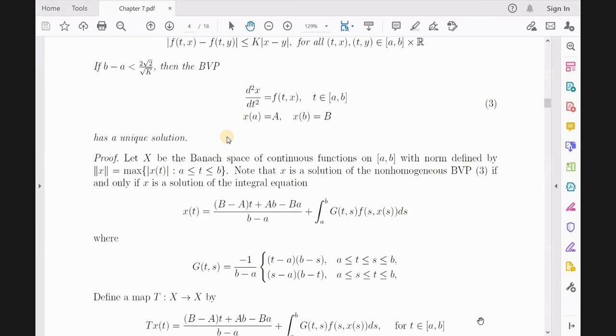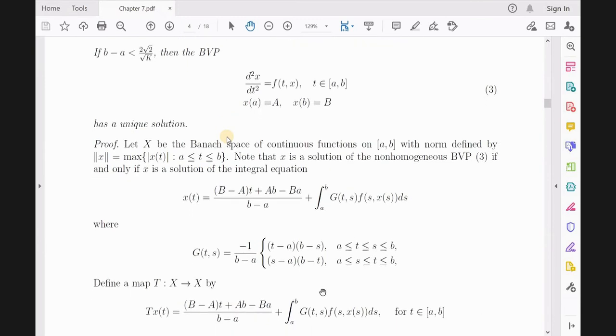Well, define a map T from X to X by T(x)(t) is (b minus a) into t plus ab minus ba over b minus a, plus integral from a to b g(t,s) f(s, x(s)) ds, for t belonging to [a,b].